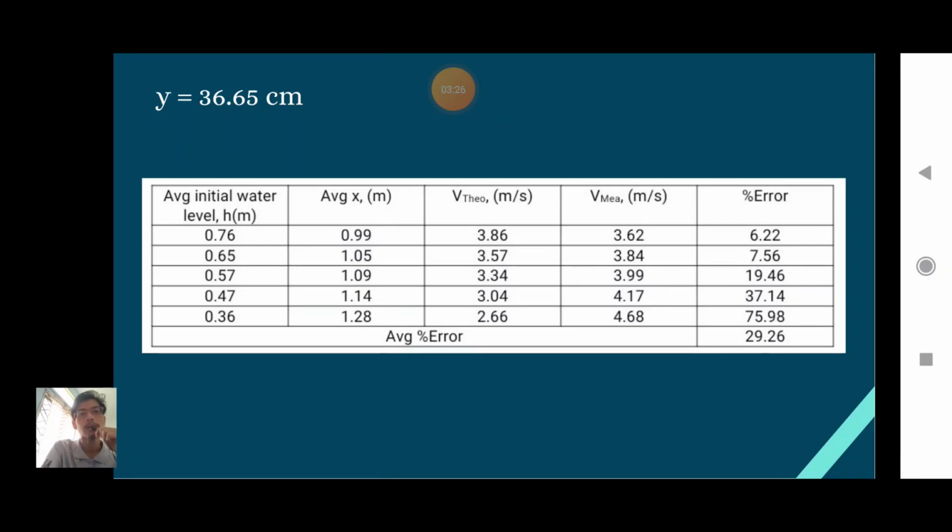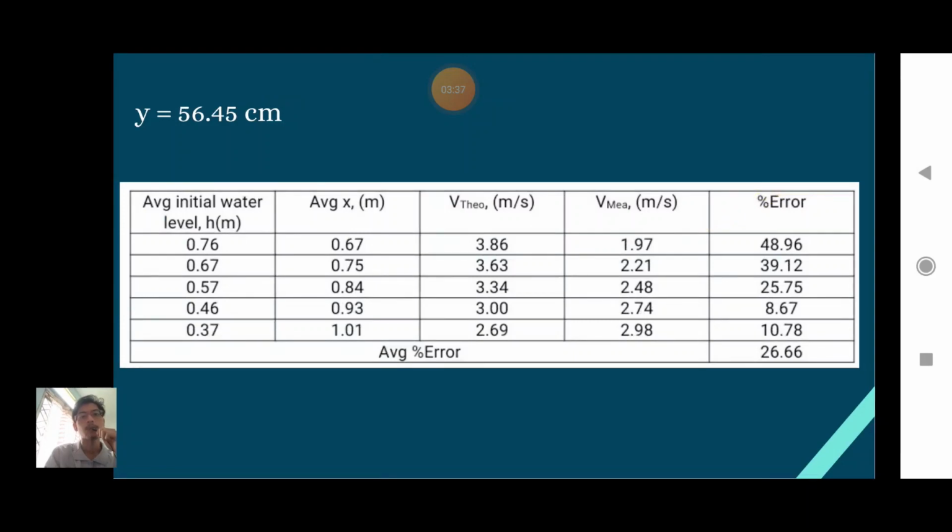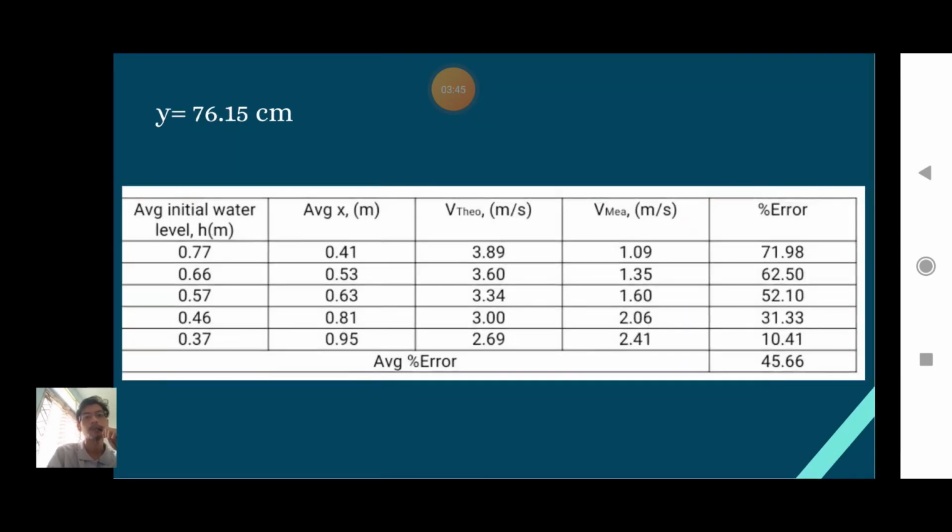For y equal to 36.65 cm, we get the average percentage error, which is 29.26%. For y equal to 56.5 cm, we get the average percentage error, which is 26.66%. And for the y equal to 76.15 cm, we get the average percentage error, which is 45.66%.